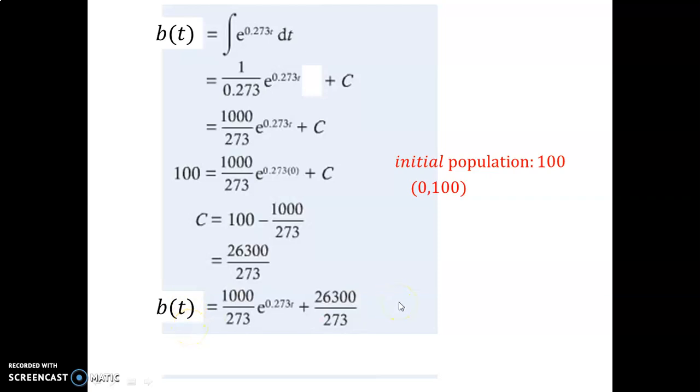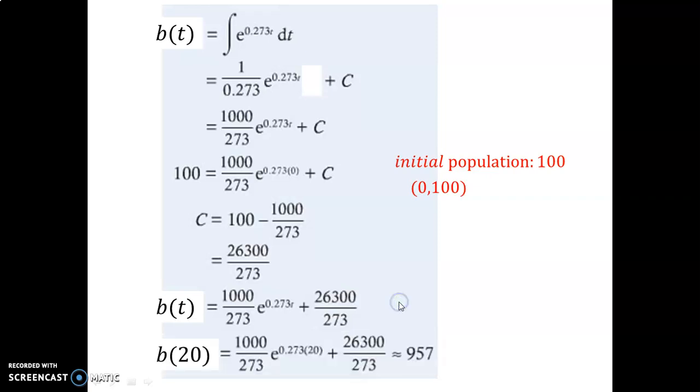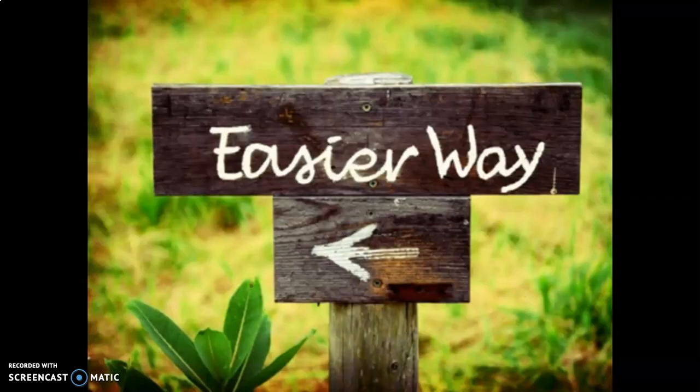So now that we have that, we can finish off. Find B of 20, the number of bacteria at 20 seconds or minutes. No, it's 20 days, right? Wasn't it 20 days? Put it in there, and we get approximately 957 bacteria. Great, but this looks like a lot. It gets me thinking, is there an easier way?